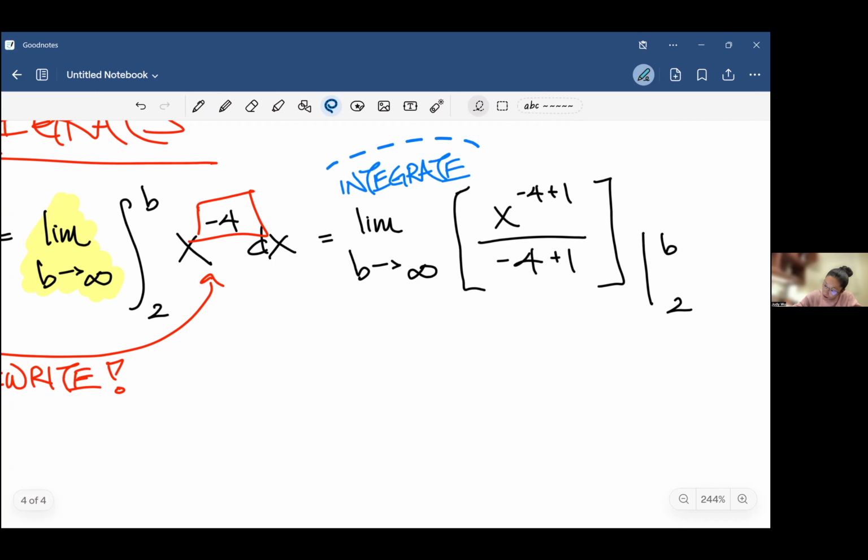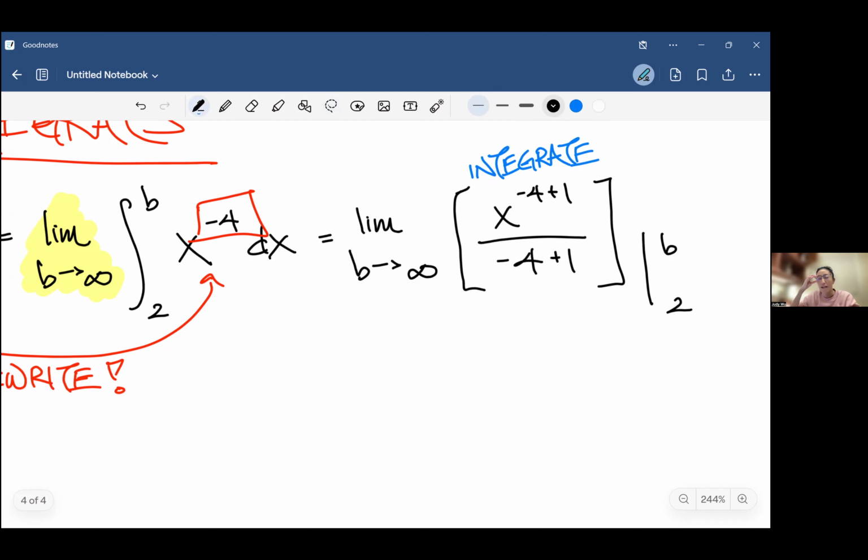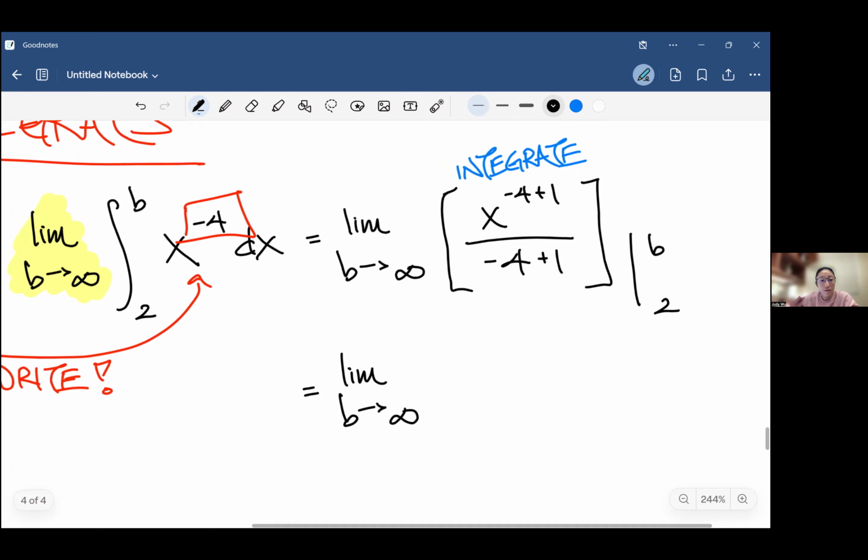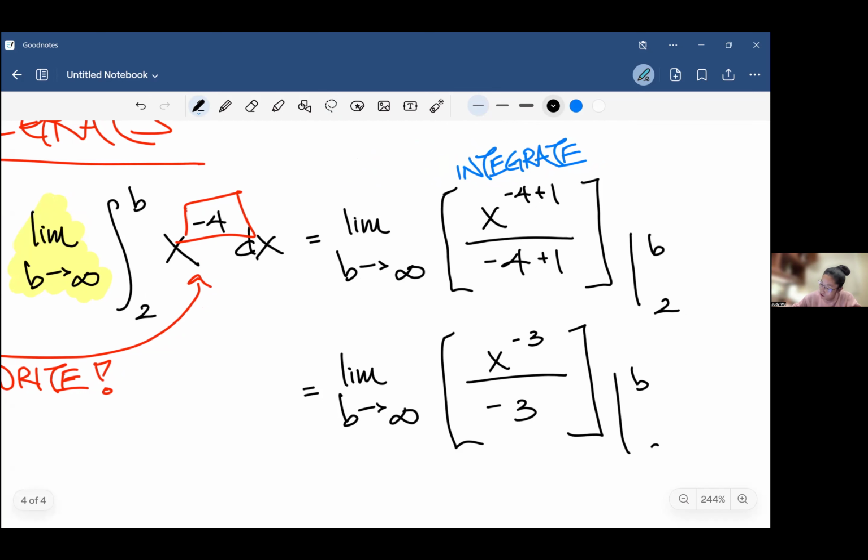All right. And now that I've integrated, let's simplify before we plug in our bounds. Okay, so I still have the limit as b approaches infinity. I didn't use it yet, so I have to keep it there. But the thing that I'm integrating is x to the -3 over -3 from b to 2.